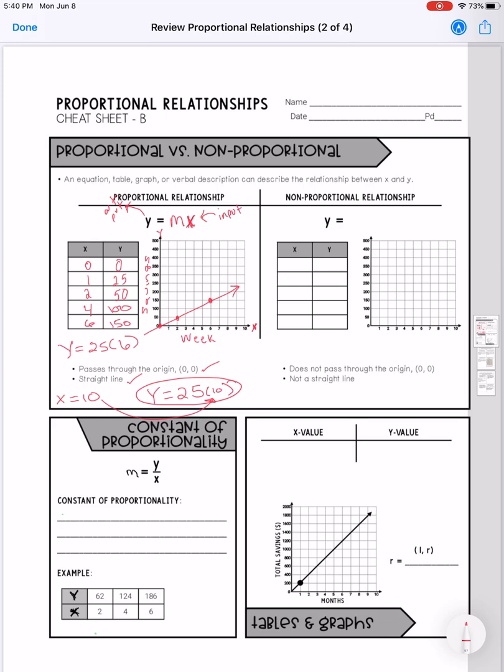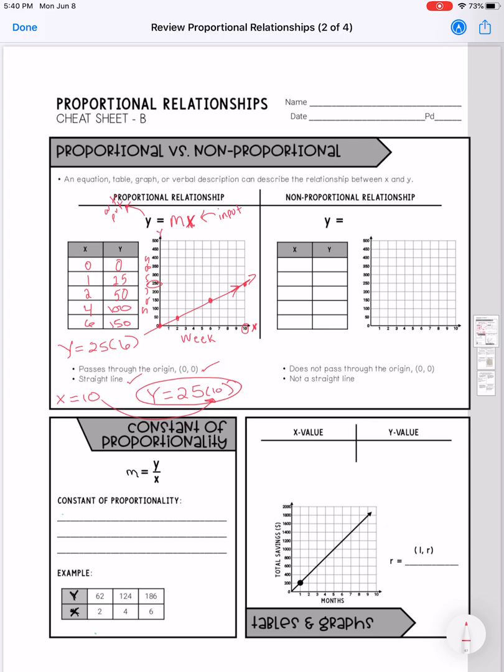So let's see. Here's 10. There's 250. And our point would be, oh, look at that. If we continued that line up, we would see that it would go through 250. So we can use this equation to solve for any amount.